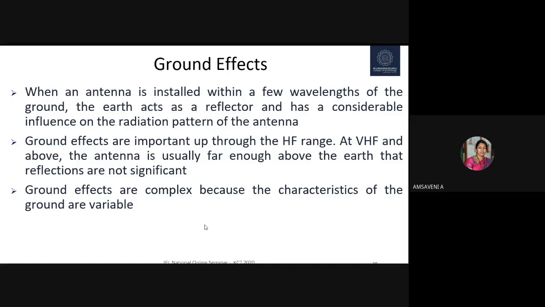Ground effects are very complex because the characteristics of the ground are variable. So you should be very careful while installing your antenna. It should be well above the ground plane. Otherwise, the ground will introduce losses into your transmission and will extract energy from your electromagnetic wave.